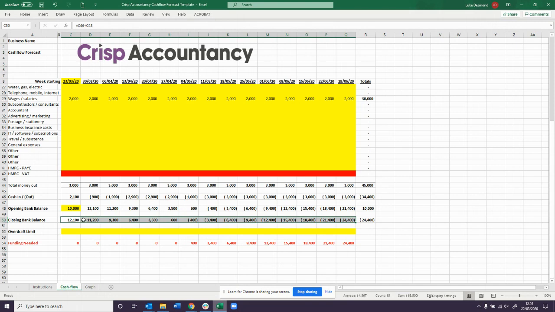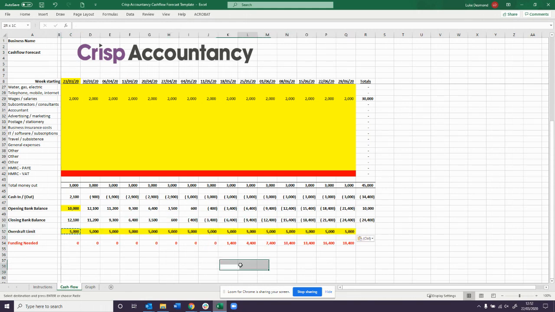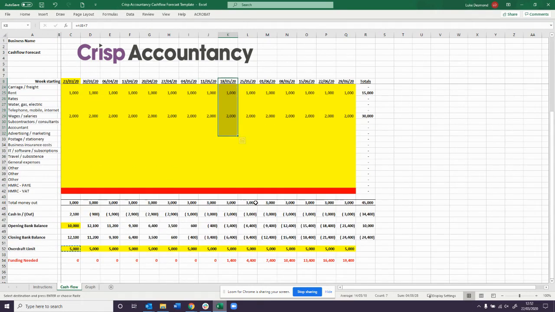So in this situation here, you can see that it's all fine until the 4th or the 5th, and then it starts to become negative territory, so you've got a problem there. If you already have an overdraft, or you can agree one, or you're going to extend it or increase it, then make sure you enter that figure in here as well. So you can see what would happen if we said that you had a £5,000 overdraft, then actually you'd be okay until this week here, the 18th of the 5th.